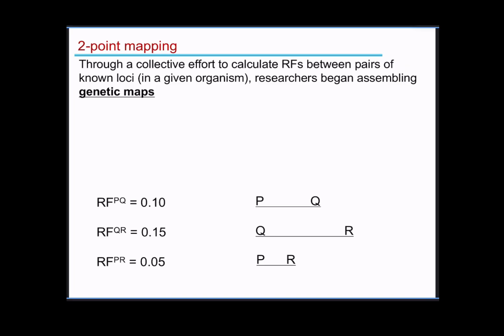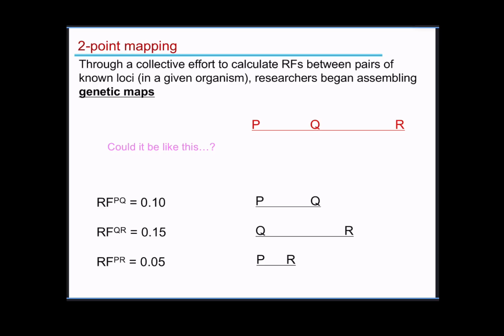Let's say that they give us these recombination frequencies between loci P and Q. They say that it's 0.10. That's expressed as recombination frequency. So that would be 10% or 10 mapping units. The frequency between Q and R is 0.15, 15% or 15 mapping units, and 0.05 for P and R. So what you do is you build a puzzle. That's what you do. You build a puzzle. So we start one by one.